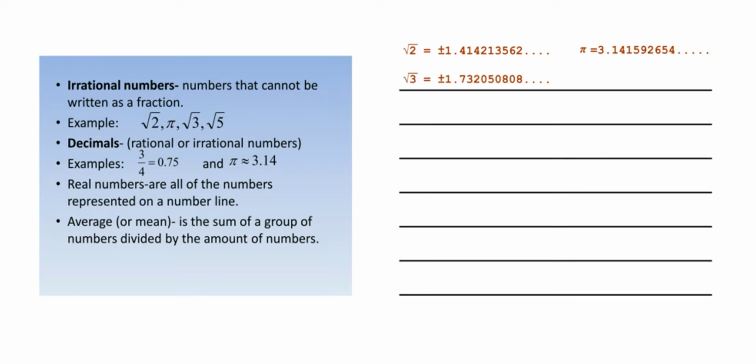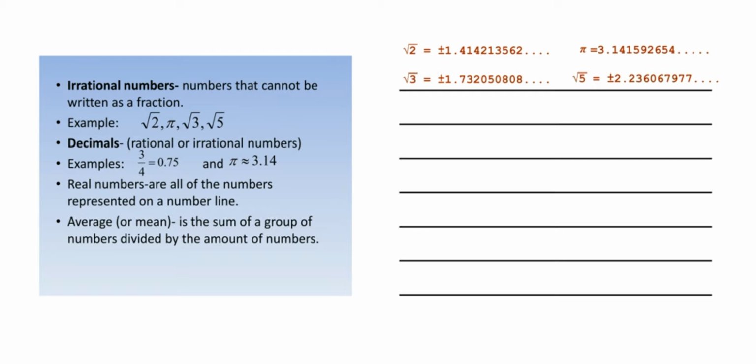Okay, square root of 3, plus or minus 1.7320508008, etc., or roughly plus or minus 1.73. Okay, square root of 5, plus or minus 2.2360679777, etc., or 2.24 roughly.